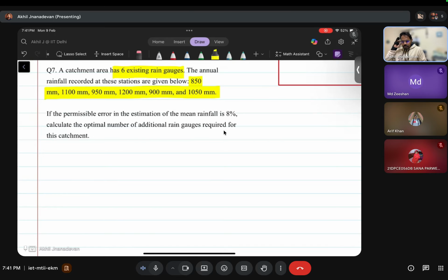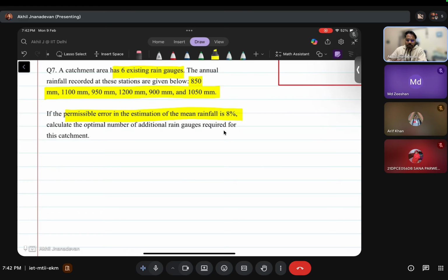If the permissible error in estimating the rainfall mean is 8%, calculate the optimum number of rain gauges required for this catchment. So in this particular catchment we have only six rain gauges, and these are the values. If the error allowed is only 8%, do we need more rain gauges or not?